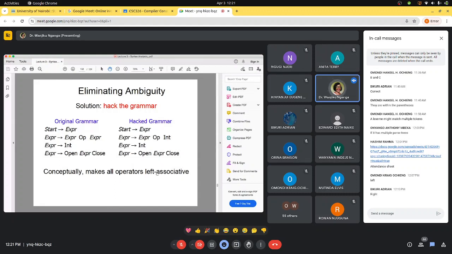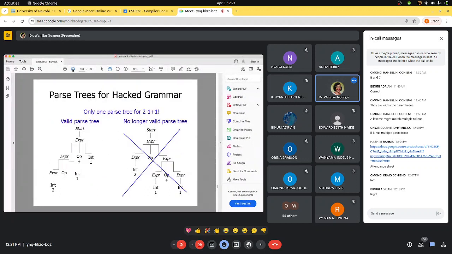So if you hack your grammar in this case, all operators are left associative, which is also a problem because we've not separated maybe the times and the addition. For example, we now have 2 minus 1 plus 1. We know that these are the same precedence. We can only have one parse tree because we're saying expression goes to expression op int. So the 1 is the one that is here. Then the expression has to first evaluate 2 minus 1. So we'll never be able to generate the other tree. That is one way to hack the grammar to enforce left associativity, if that is what you want.